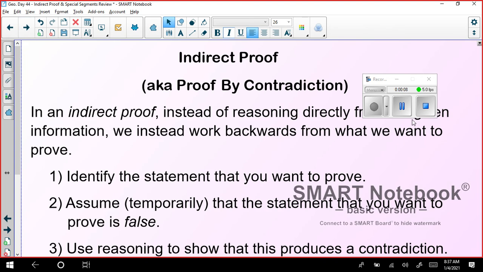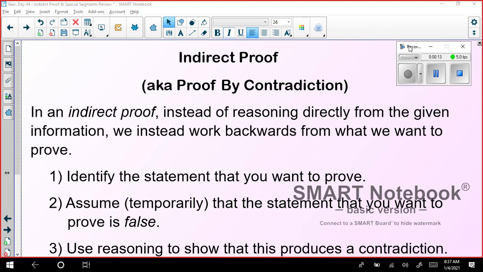Okay. Today we are going to be learning what indirect proofs are. We saw a method where we proved using a two-column proof. But in this class we will see how to prove using indirect proof. Instead of reasoning directly from the given information, we work backwards from what we want to prove.